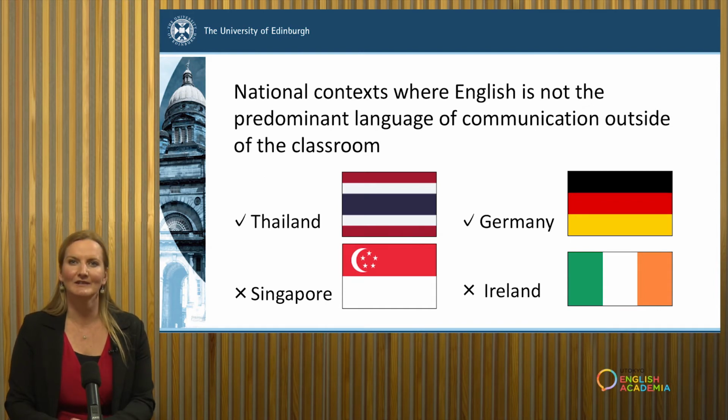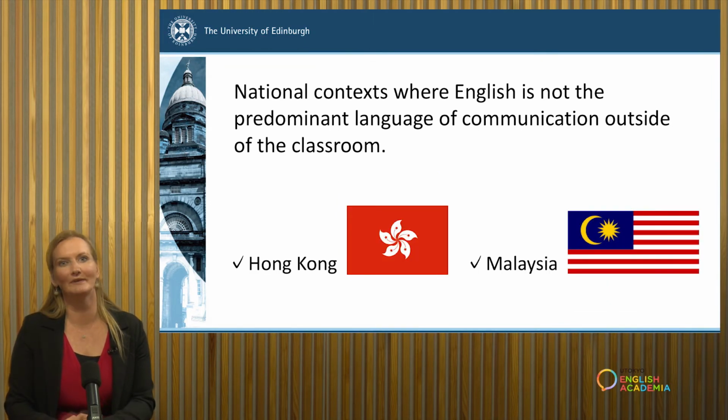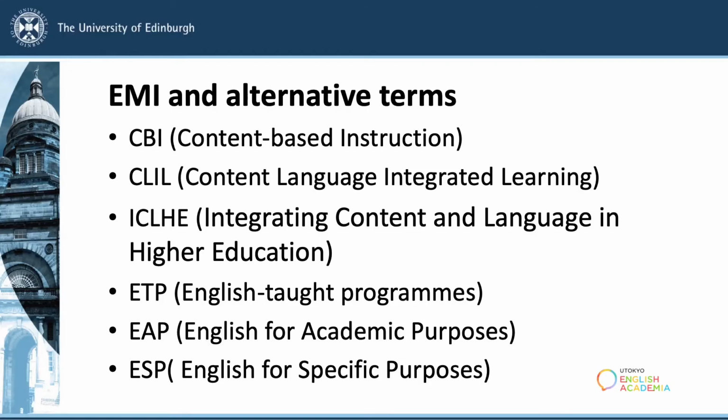By this definition then, EMI programmes could be considered to operate in Thailand, but not in Singapore, and in Germany, but not in Ireland. They could also arguably operate in Hong Kong and Malaysia, which, despite a historical tie to the United Kingdom, exist in a predominantly non-English using society. However, EMI is approached in a variety of ways, and as such, a number of alternative terms are important to examine before we proceed in this module.